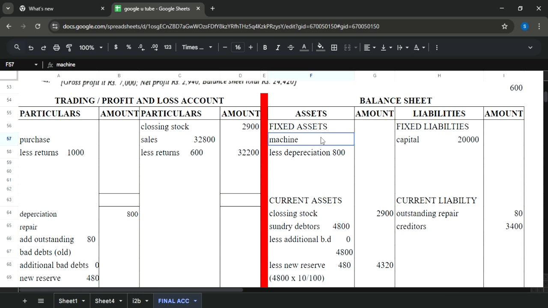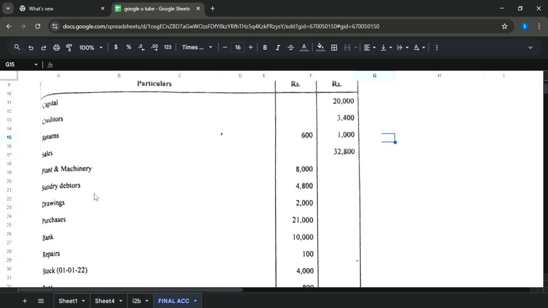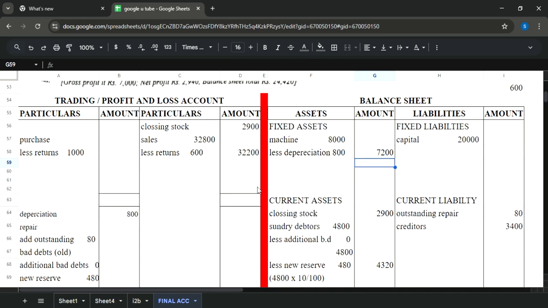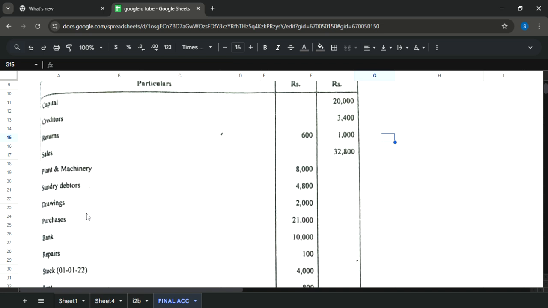After sales we have plant and machinery which is 8000. This is your machine and you will write 8000 over here. Now we can see the final answer. The total amount was 8000 for machinery. You need to subtract the amount of depreciation. So we have got the final amount of machinery. Sundry debtors 4800 we have already written. Look at it over here.